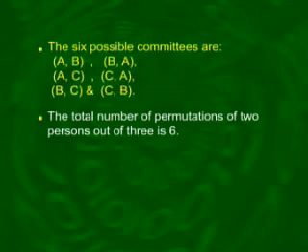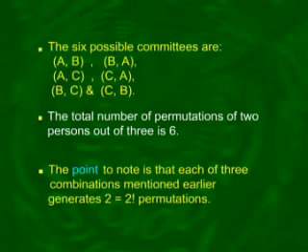But now suppose that we are interested in forming committees in such a way that one is the president and the other is the secretary. As you now see on the screen, if we want to do this kind of a job, then we can have 6 committees, and they are AB, BA, AC, CA, BC, and CB. In other words, the total number of permutations of 2 persons out of 3 is 6.